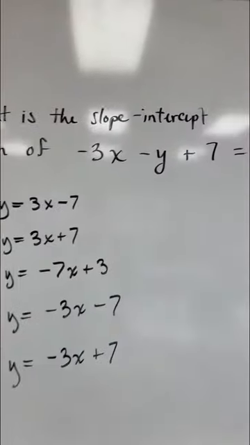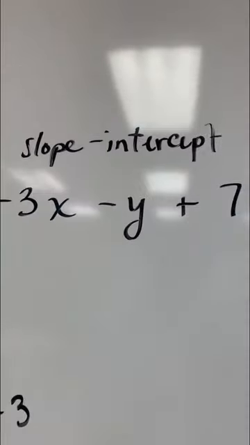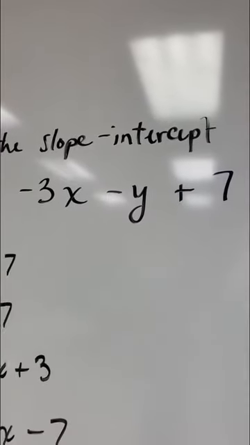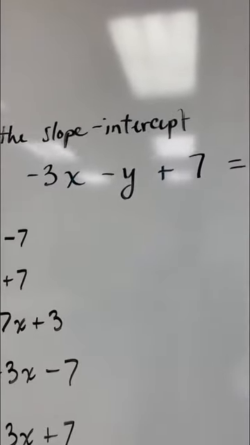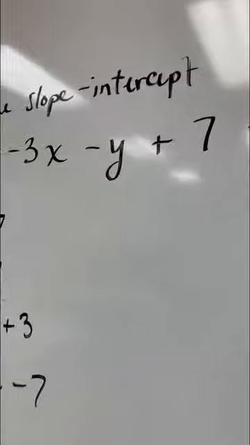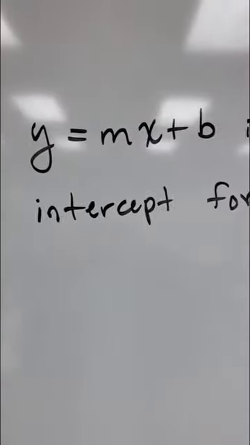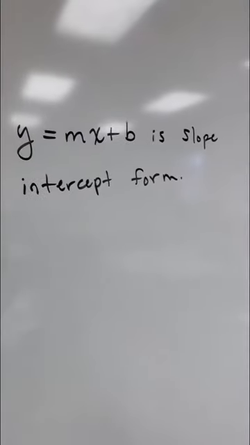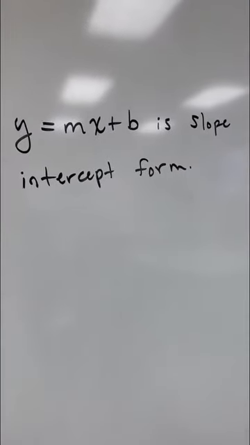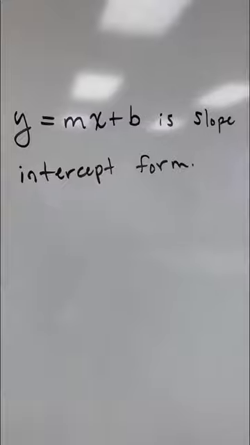The first thing that they give you here that you pay attention to is, number one, you have to know what slope-intercept form is, right? They tell you slope-intercept form, so they expect you to know what it is. If you don't know what slope-intercept form is, it is that: y is equal to mx plus b. That's slope-intercept form.